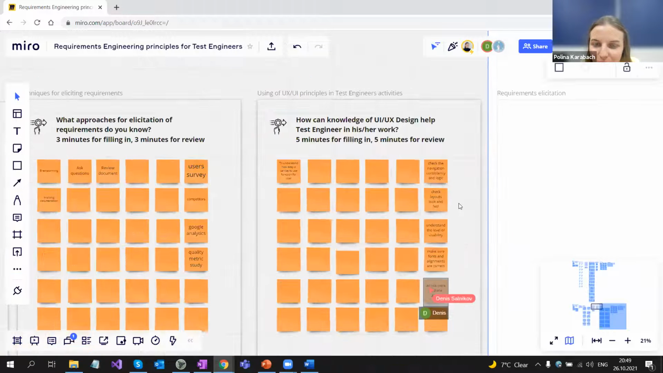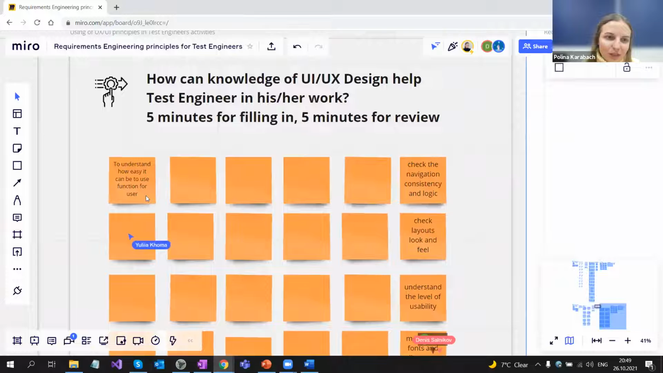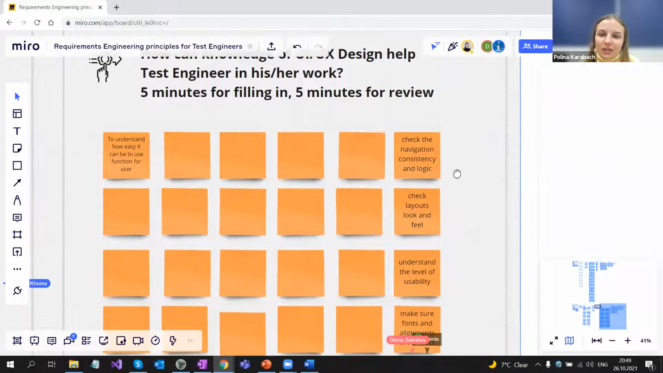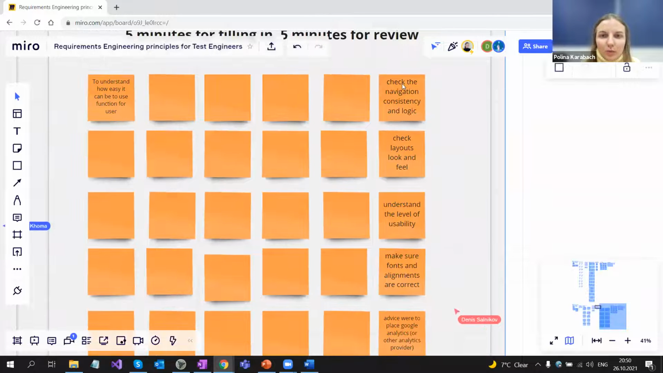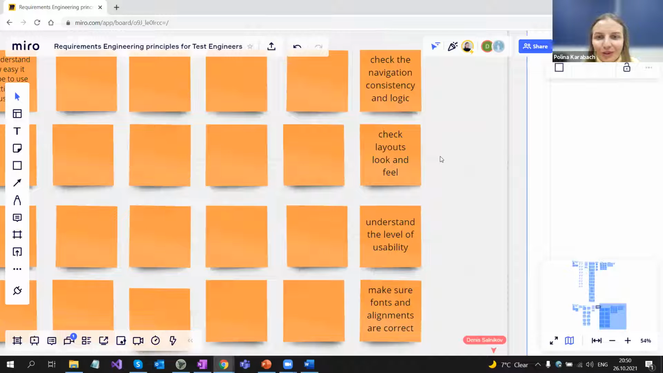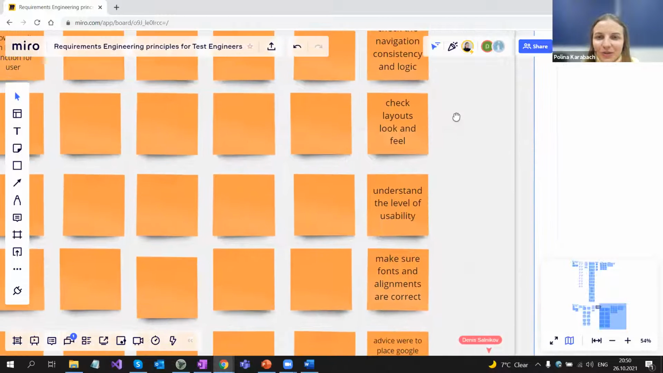Okay, I can see you stopped writing. Let's see. To understand how easy a function can be to use for the user, in the sense of these principles, we can review the suggested solution, check the navigation consistency and logic. Also true, while reviewing how the user can navigate through the system, we can check how consistent it is, and so how good the usability would be.